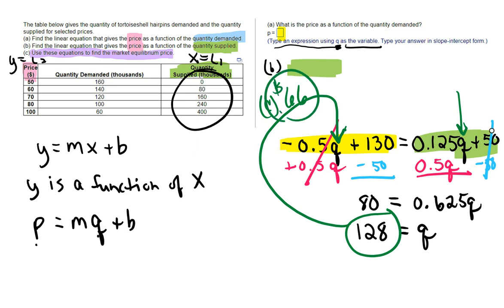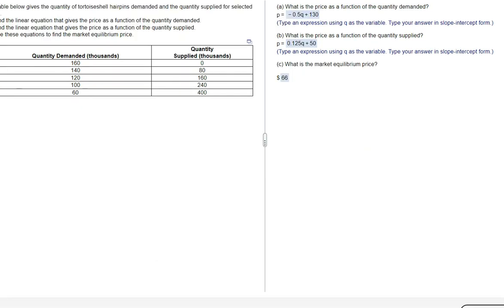There you go. And I can prove it to you because I've already worked this problem, and I went back to my math lab, and there they are. Negative 0.5 Q plus 130, 0.125 Q plus 50, and there's the $66. And now I'm done.